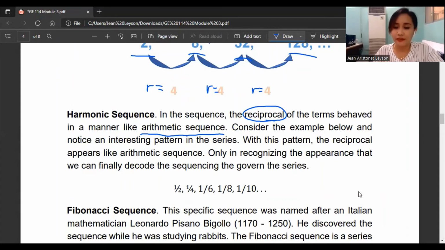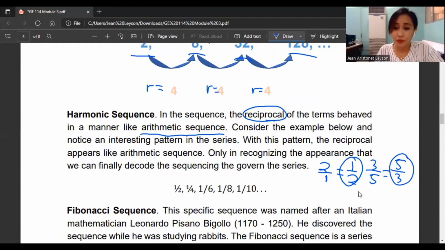So if you have 2, we have an invisible 1 as its denominator. If you get the reciprocal, that is 1/2. If we have 3/5, the reciprocal of that is 5/3. So that's how you get the reciprocal of a certain number or a certain term.